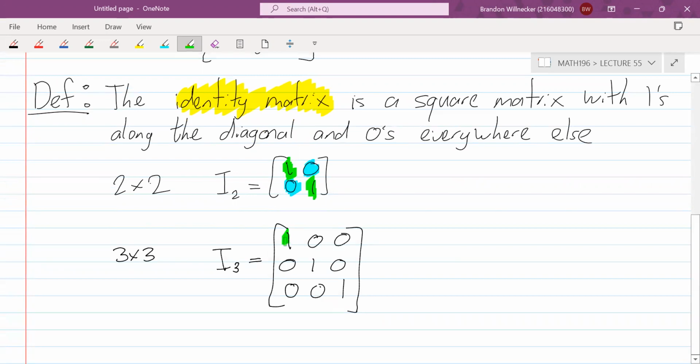Again, we've got the ones along the diagonal, and we've got the zeros everywhere else.